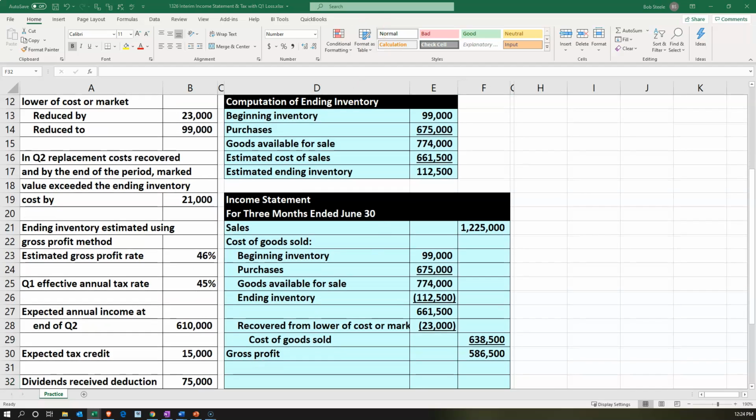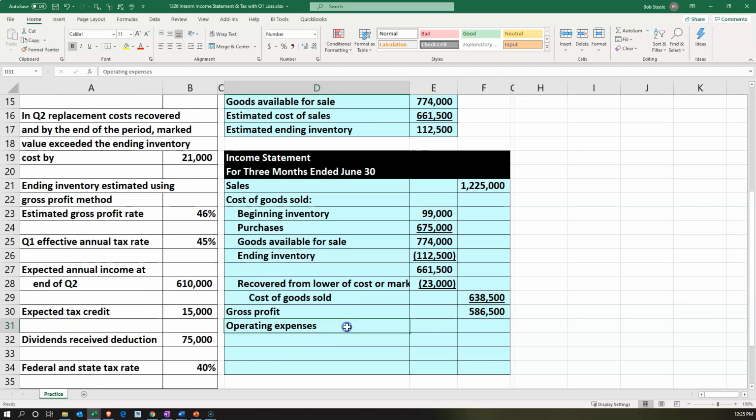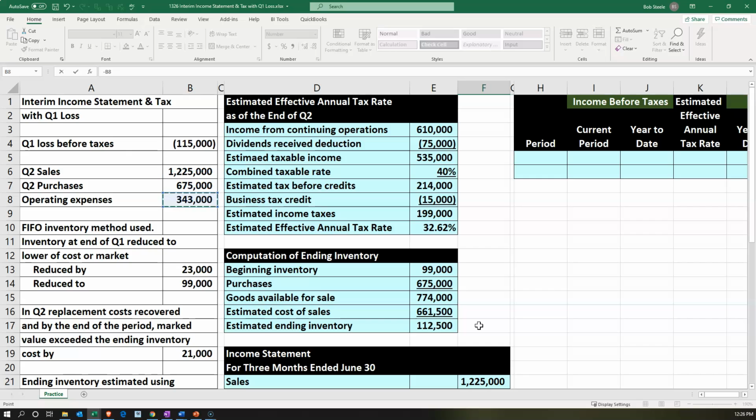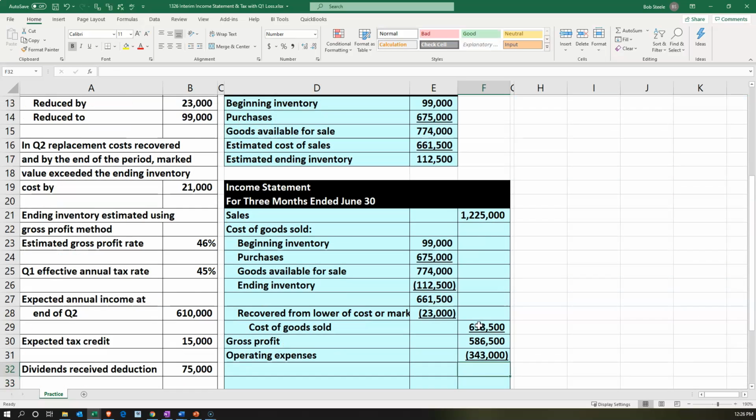586,500. Then we're going to pick up the operating expenses. So let's pick up the operating expenses. Then we're going to pick up the amount. I'm going to make it a negative number by saying negative instead of equals, and we'll go all the way up top to pick up that amount. That's going to be the $343,000. So there we have that.